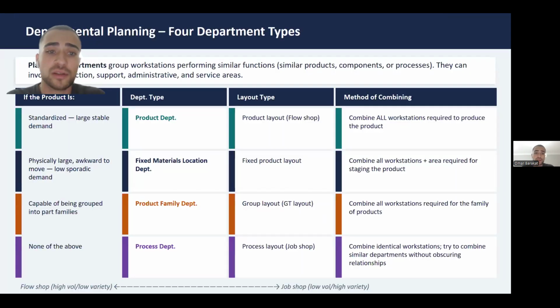So, planning departments: group workstations that perform similar functions, similar products, components, or processes. The type of department you create depends entirely on the product characteristics. Product layout, fixed materials location, product family, GT layout, process layout, which is also job shop. The spectrum runs from the flow shop on the left, high volume, low variety, to job shop on the right, low volume, high variety. The volume variety chart from week 7 tells you exactly where on the spectrum your product mix sits.